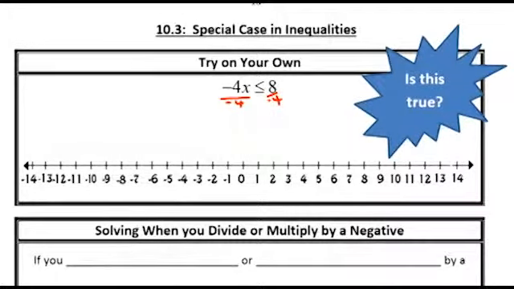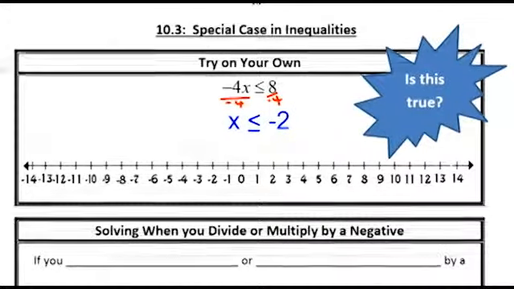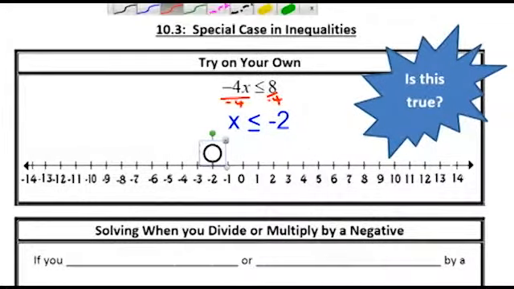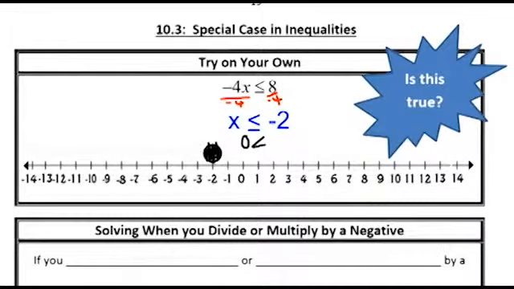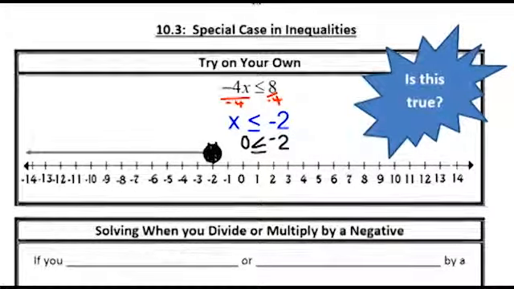So we have x is less than or equal to negative 2. 8 divided by negative 4 is negative 2. So let's plot it. It's closed circle. Oops, that should be closed circle. And if I plugged in a value, let's try 0. 0 is less than or equal to negative 2. That's not true, so I'm going to point away. If you get a false statement, you point away. 0 is over here to the right, so I'm going to point to the left.